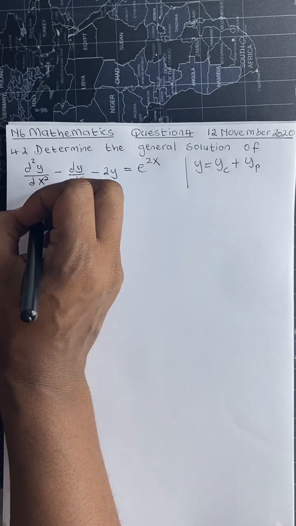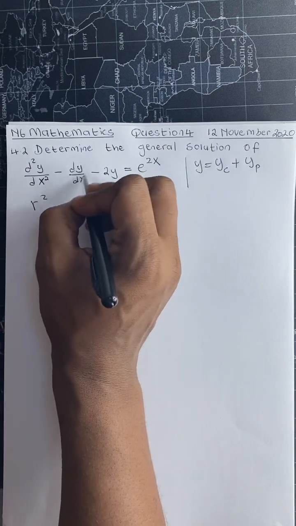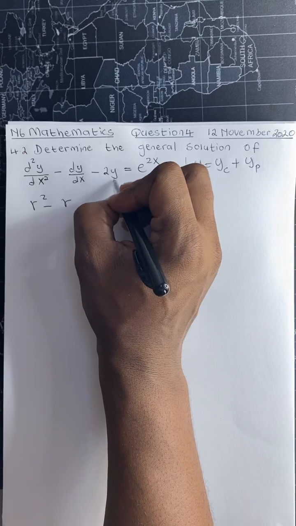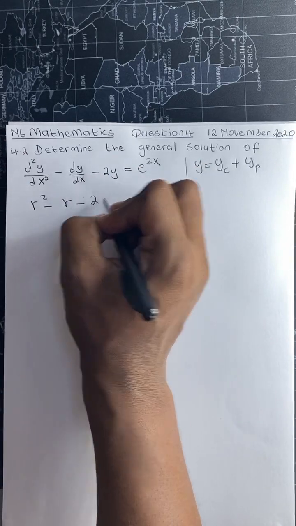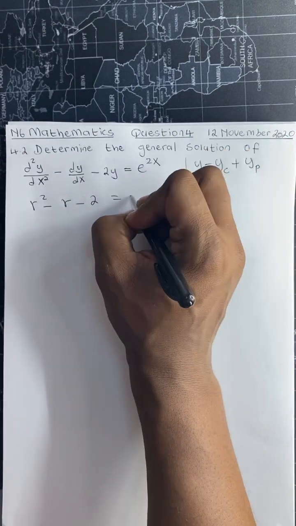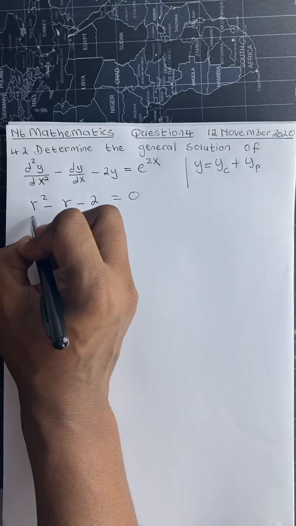So d squared y over dx squared will be represented by r squared, and the dy over dx will be represented by r. And because this one does not have a d but it has a y, it will just be negative 2. And because this one does not have a d and it does not have a y, we equate 0 to it. So we have to factorize.